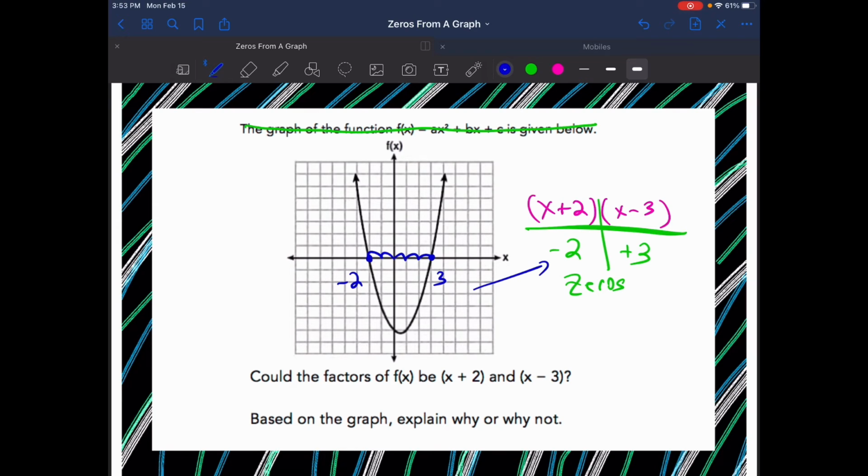So I'm going to say yes, because the zeros are -2 and 3. And you can mention that you found that on the graph and that you got the zeros using inverse operations or anything like that. So make sure you have some kind of sentence explaining what the zeros are, and you would get full credit.